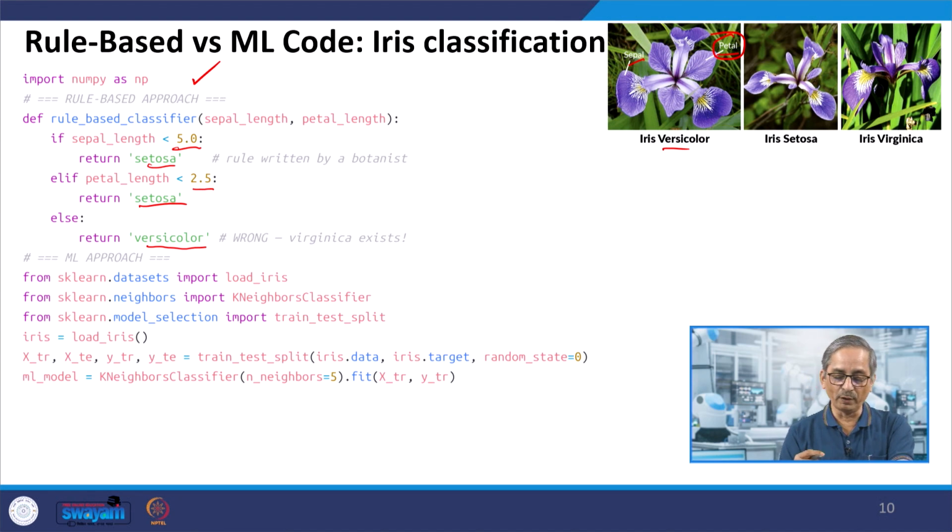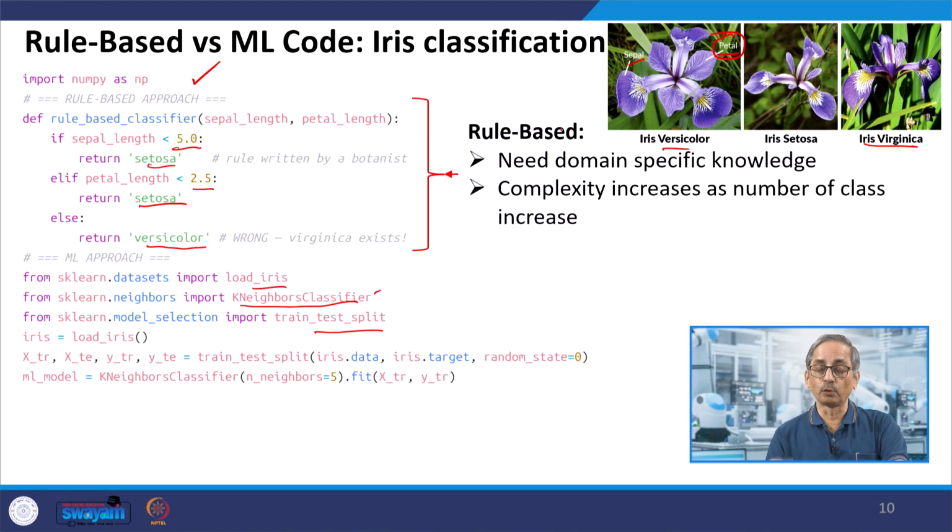And even if you have to include the other classification, that is Virginica, then again you have to write about that here. But in case of machine learning, what we do basically, we load this data set, use a classifier, and then we split the data, and then of course we pass the data through this classifier and we get the result.